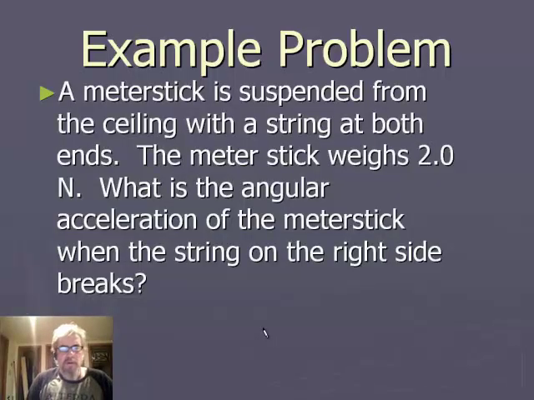Let's try another example problem. Here we have a meter stick, which we can imagine is a thin rod. It's suspended from the ceiling. There's a string at both ends, so it's held up on both sides. We are given its weight, and the question is, what's the angular acceleration of the meter stick when the string on the right side breaks? So one of the strings breaks, and the thing will begin to spin.